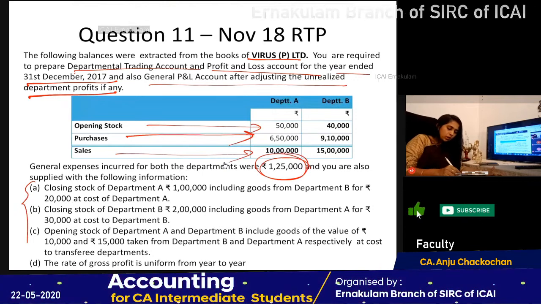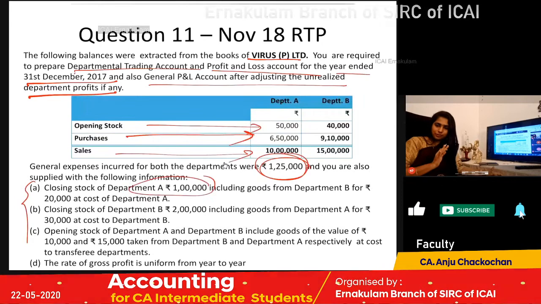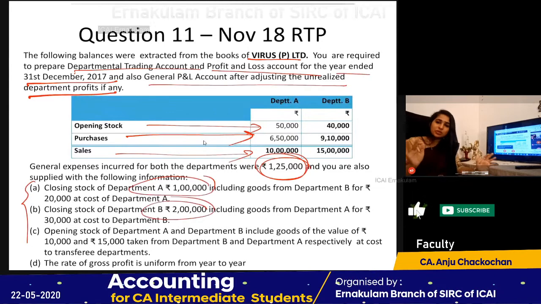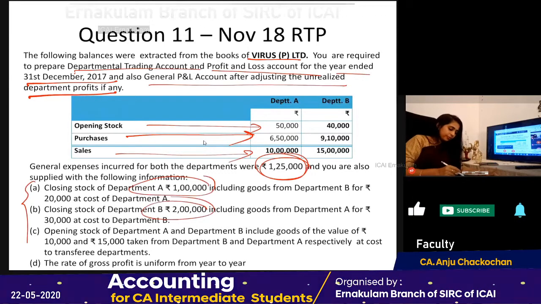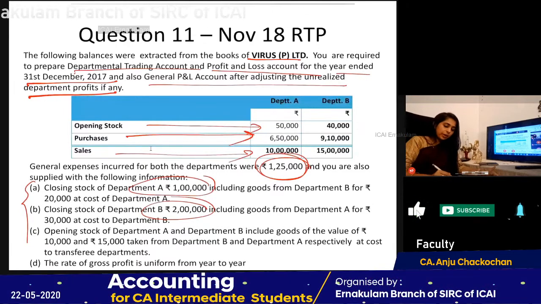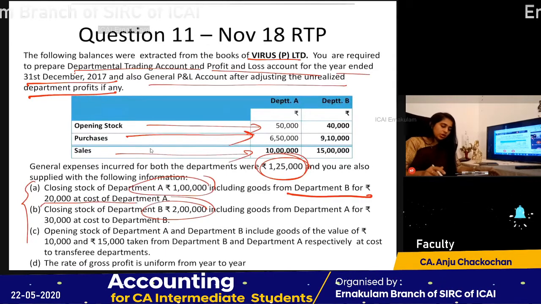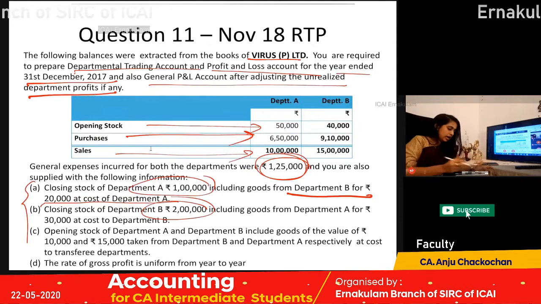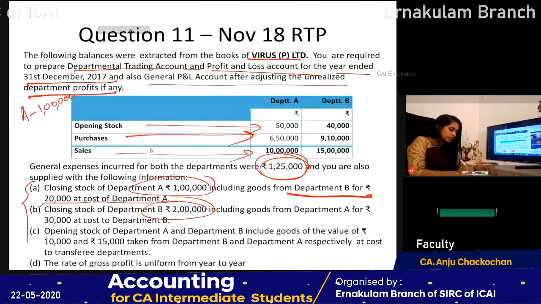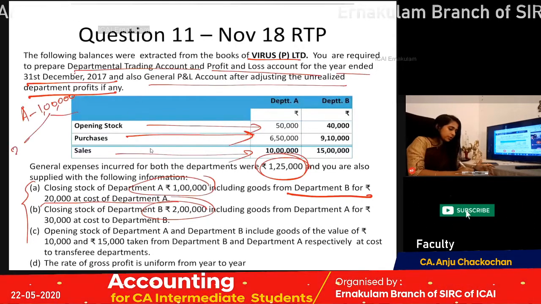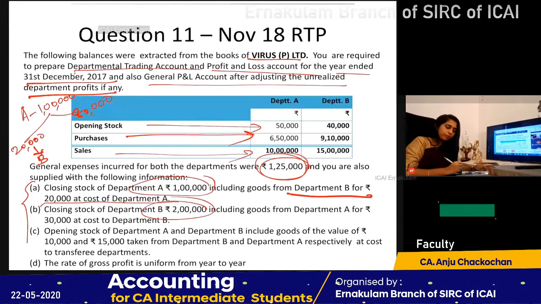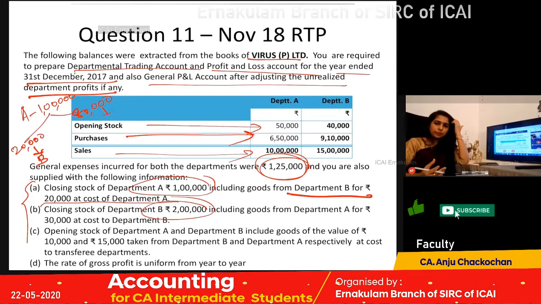Let's see to that. Closing stock of department A is 1 lakh. Similarly, closing stock of department B is 2 lakh. So we have the closing stock for both departments. Now, what is it? Closing stock of department A, rupees 1 lakh, includes goods from department B for rupees 20,000 at cost to department A. Thereby meaning, listen, A has a closing stock of 1 lakh. Of this, we'll have to split it into 20,000 and 80,000. 20,000 are actually the goods which are received from B, and the balance is our own goods, or rather department A's goods.